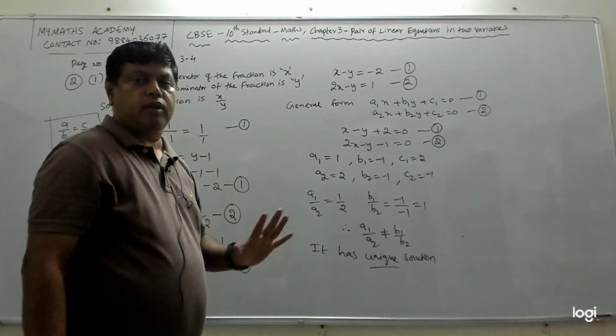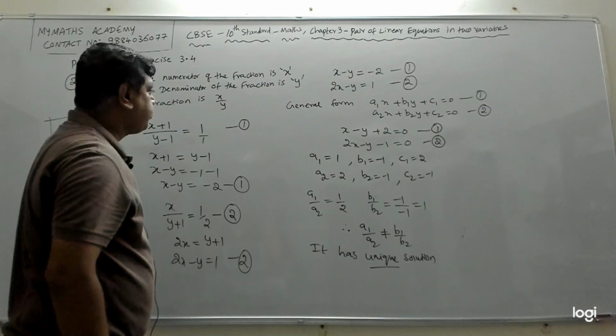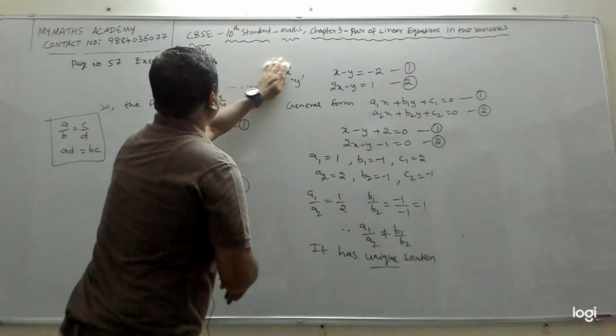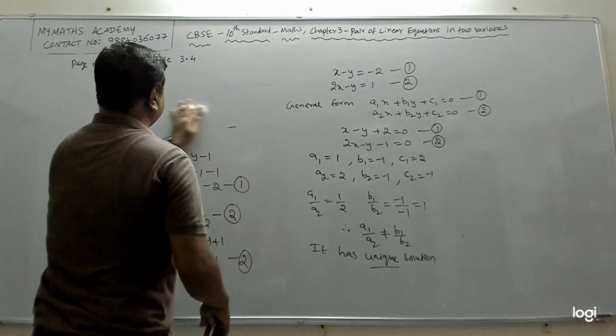It has one solution. Let's try to find that solution. Solution means finding the value of x and y. So let's proceed. I'm erasing this part. Let's try to solve the equation using the elimination method.